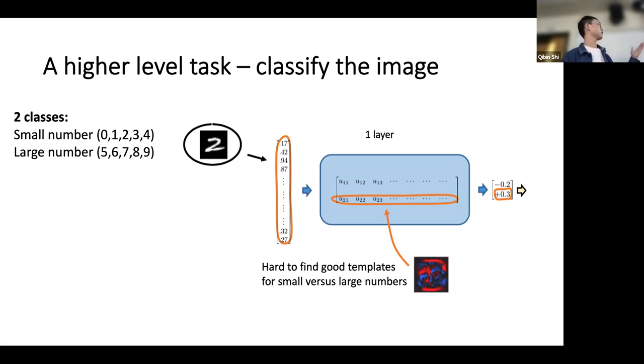The first thing we can think of is that we design a two-row matrix, where the first row is an average template of 0, 1, 2, 3, 4, and the second row is the average for the numbers 5 to 9. But in this case, we can expect that if we convert the template to a 2D image, it will look blurry because it's an average of different numbers. So we don't expect reliable, accurate prediction from this neural network.